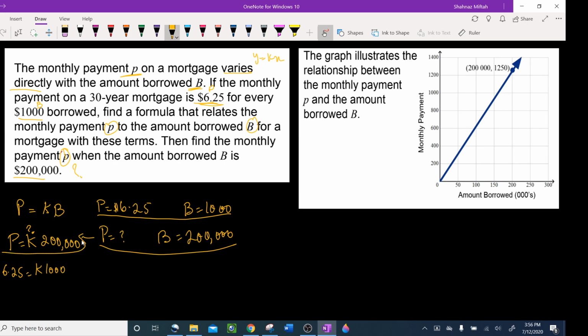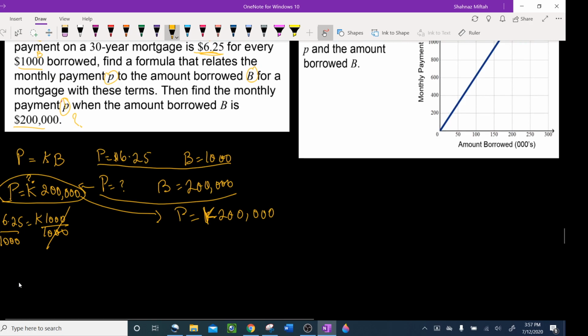Okay, this is my information that I really want to write here, and I'm going to look for that P when we borrow $200,000, but I have to get this K. So let's get the K. Divide $1,000 both sides. To get the K by itself, I have to divide by 1,000, because K and 1,000 are multiplying, and the opposite operation is division. So when I divide, using a calculator, I'm getting K equal 0.00625. So that's the K. Now I got the K.